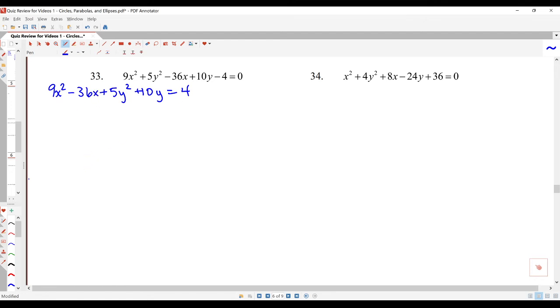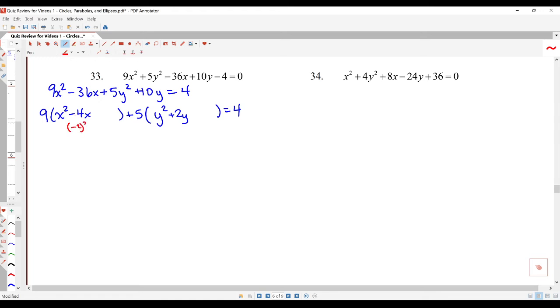That should be a 36x. Then we're going to go ahead and factor a 9 from the first two terms, giving us x squared minus 4x. Let's leave a little space here to complete the square. Factor out a 5 from the y terms. Leave yourself a little space to complete the square, and put the 4 over there on the right.